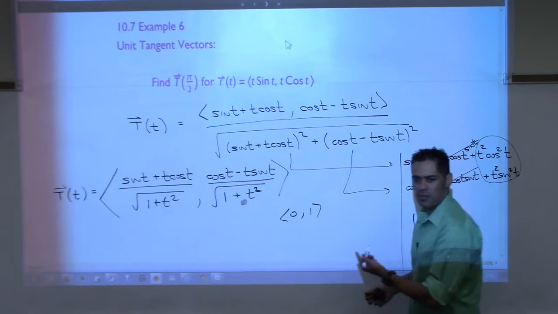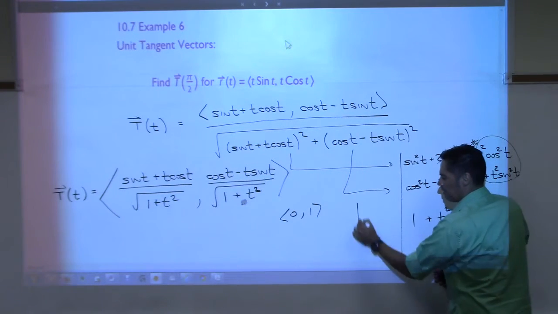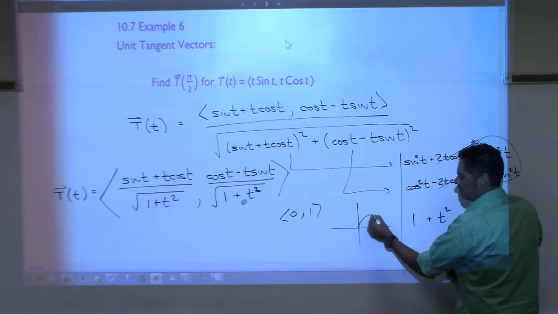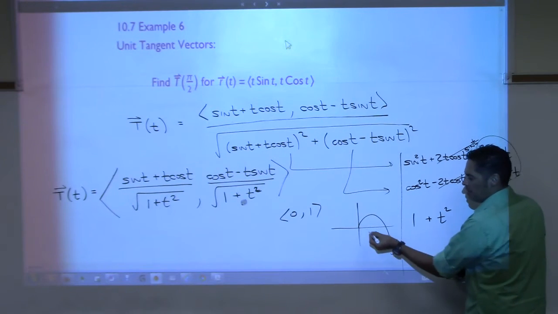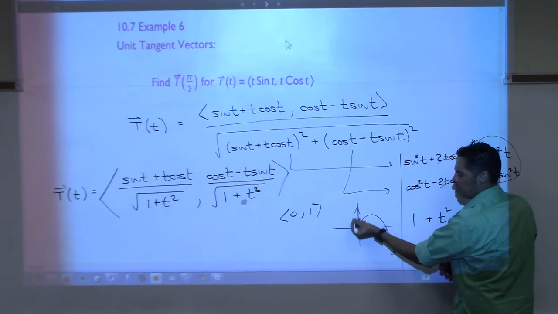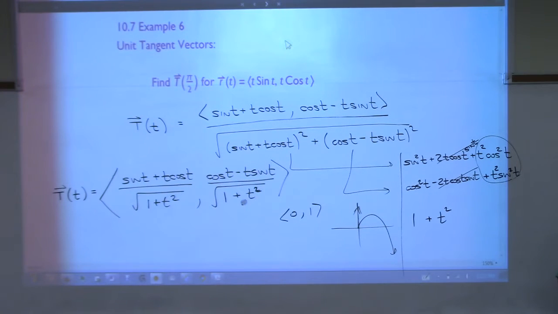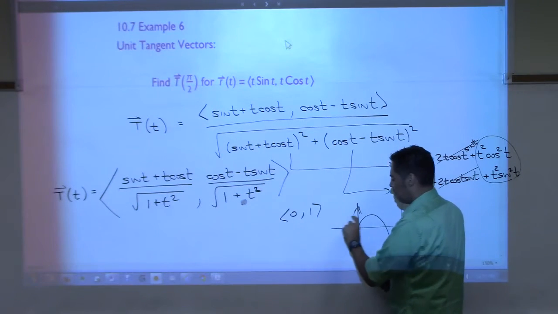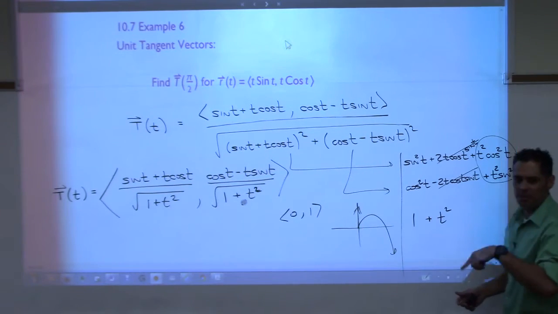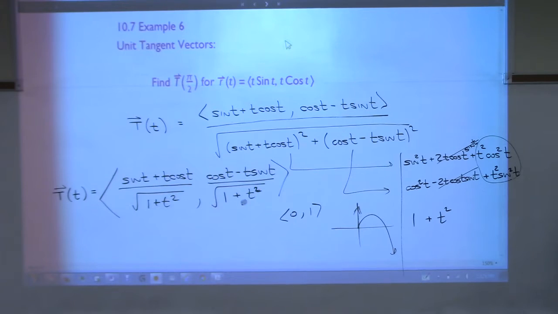And do you remember what that picture just looked like a second ago? We graphed it. It was like this. Remember that? And so at 0, your tangent vector was pointed straight up. So the unit tangent vector should be pointed straight up but have a length of 1, which is this. It's basically j hat, isn't it? Okay. All right. That's the unit tangent vector.